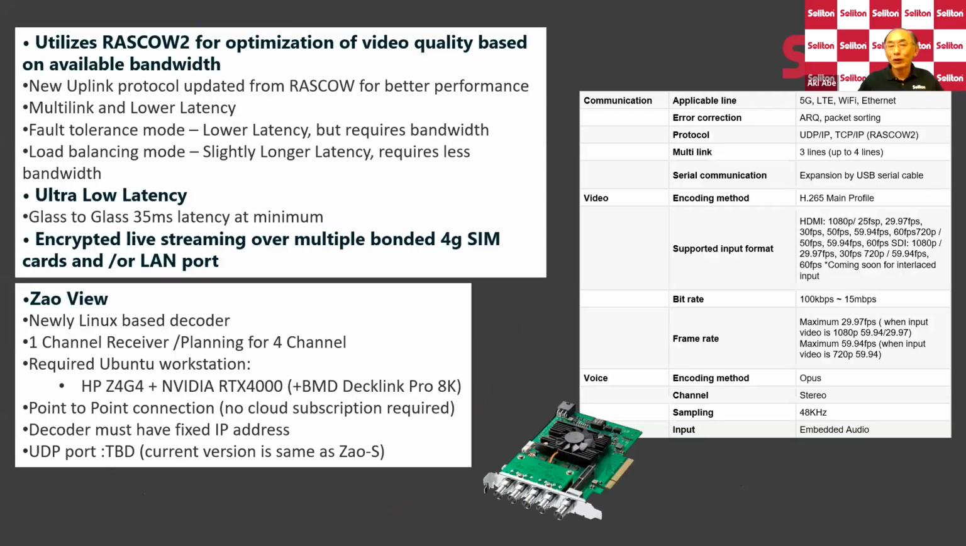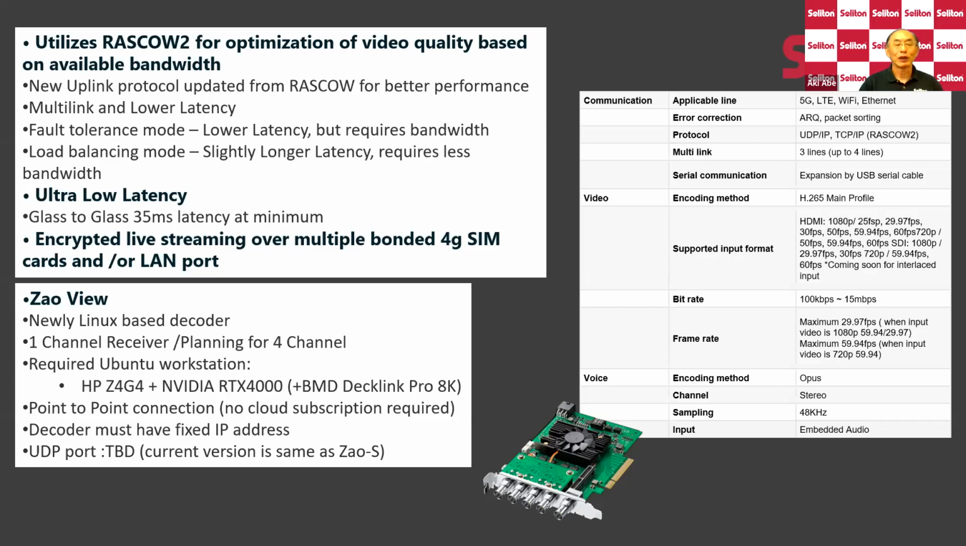So by doing this, what we need on the receiver side is a RASCO2. It comes with a very simple HP computer with an i7 CPU. Best effort for the LAN network is 35 milliseconds. This is also encrypted and bonded with a 4G SIM card or the LAN port. Of course, the 5G network is available.